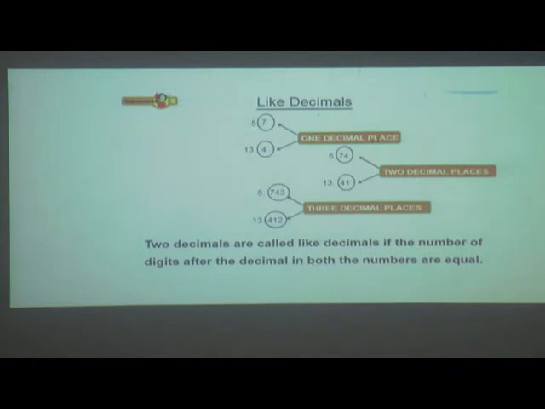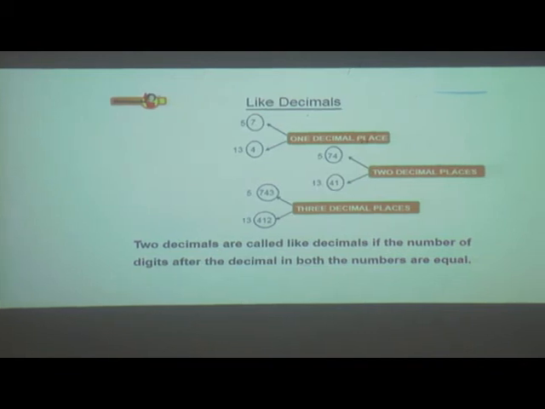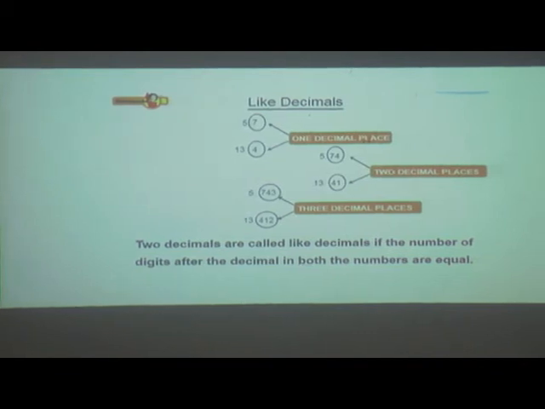Now what are like decimals? Already I showed you the types of decimals in a triangular form. We learned equivalent decimals, like decimals, and then we will learn unlike decimals. What are like decimals? You can see this tree diagram, where you can find 1 decimal place, 2 decimal places and 3 decimal places.